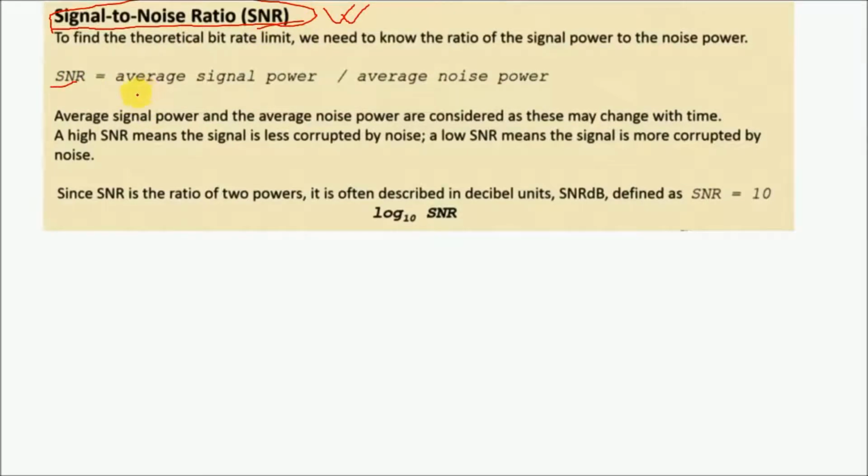So SNR, signal to noise ratio, is called SNR. SNR can be calculated by average signal power divided by average noise power. The unit of signal power is dB, and the unit of noise power is also dB, decibel. So dB is the unit here.